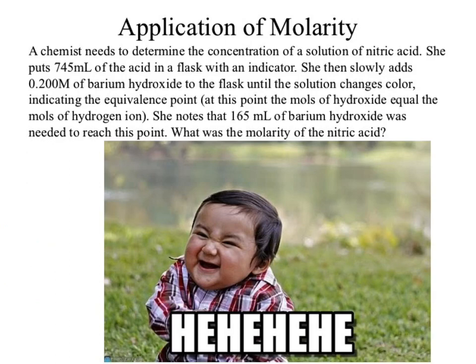A chemist needs to determine the concentration of a solution of nitric acid. She puts 745 milliliters of an acid into a flask with an indicator. She then slowly adds 0.200 molar of barium hydroxide to the flask until the solution changes color, which indicates the equivalence point. We haven't talked about the equivalence point. The equivalence point means that the moles of hydroxide equal the moles of hydrogen ion. Okay. She notes that 165 milliliters of barium hydroxide was needed to reach this point. What is the molarity of the nitric acid?